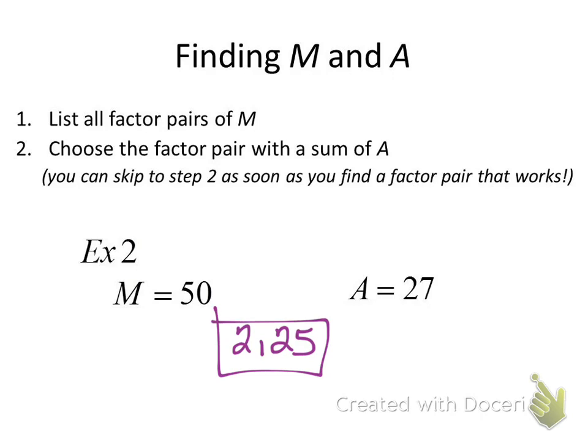So 2 and 25 equal 27. What I'm saying by the second step, where it says you can skip step 2 as soon as you find a factor pair that works, is this: let's say I'm doing my work. 1 and 50 equals 50. Then I check my A. Does 1 plus 50 equal 27? Nope, so I'm moving on. My next factor pair is 2 and 25. I check to see if that works before I think of another factor pair. Does 2 and 25 work? Yes. So I'm going to quit showing my work and move on to the next problem. So you don't have to list every single factor pair for each of your terms.